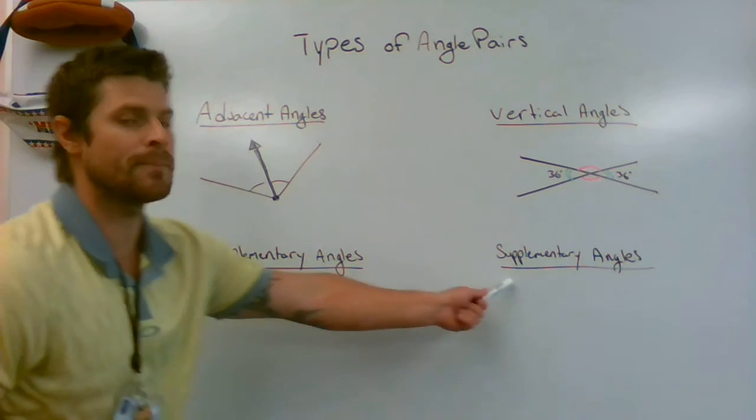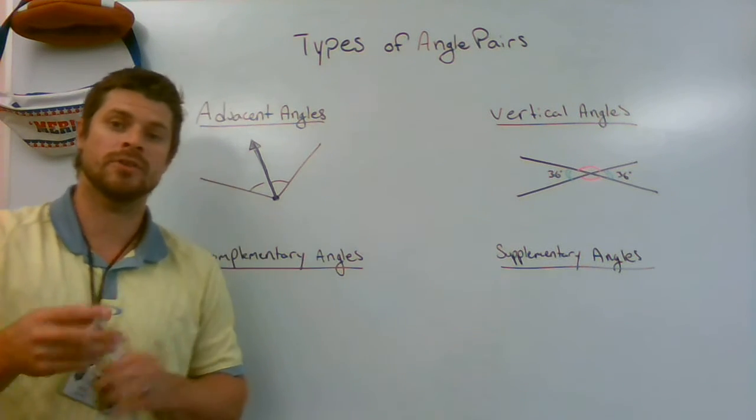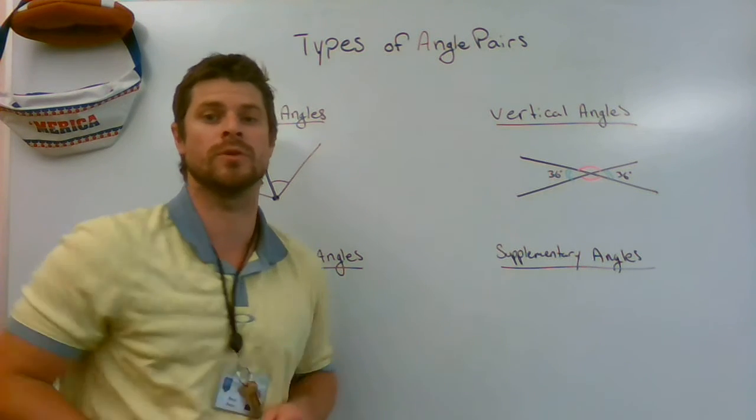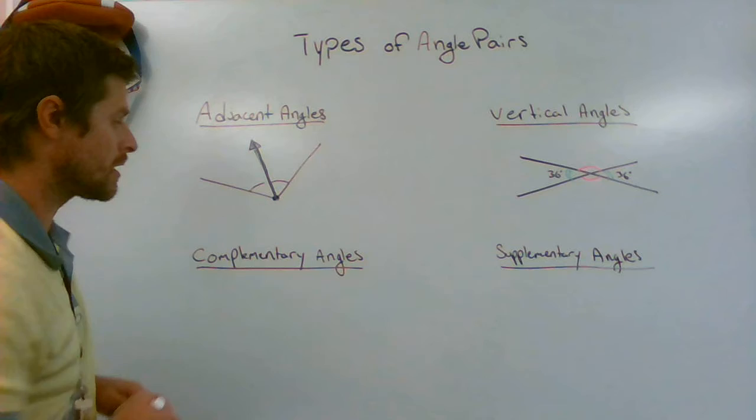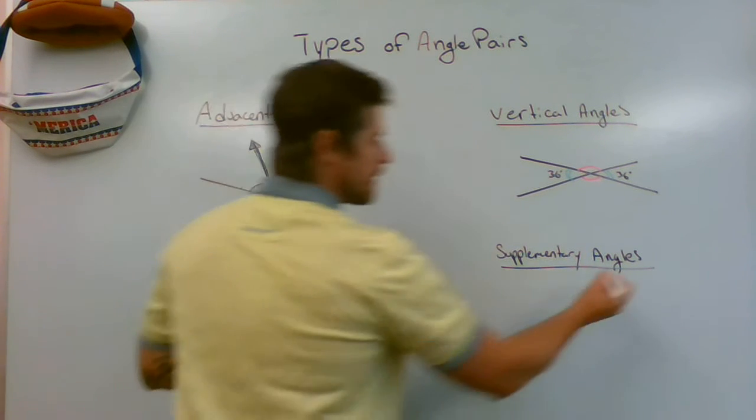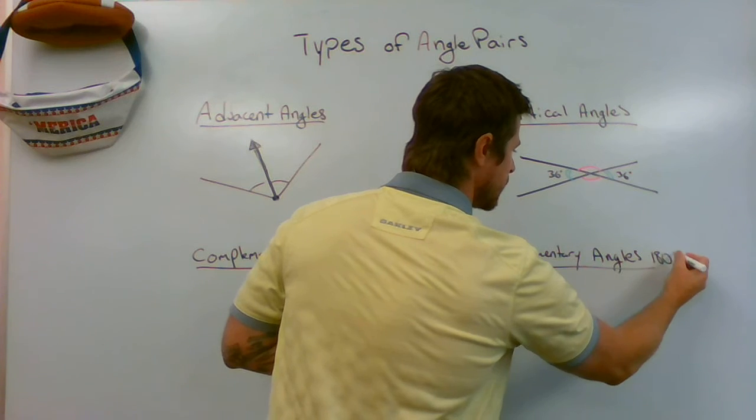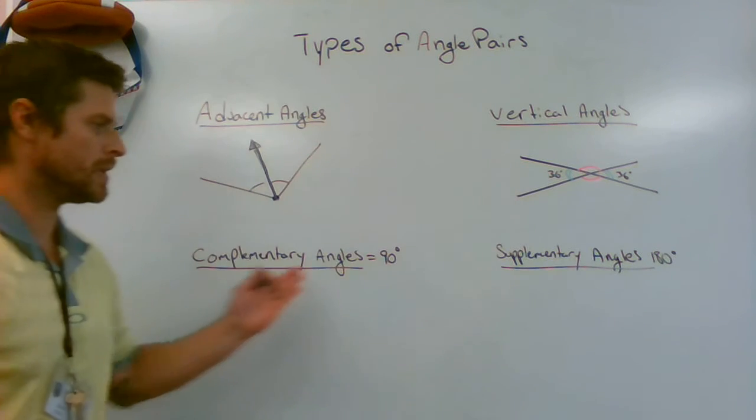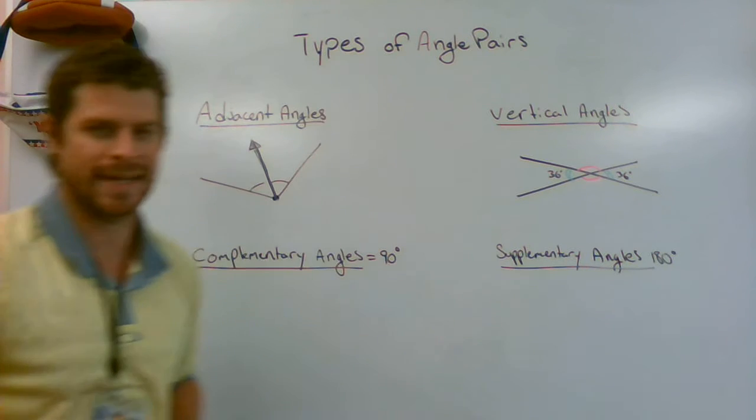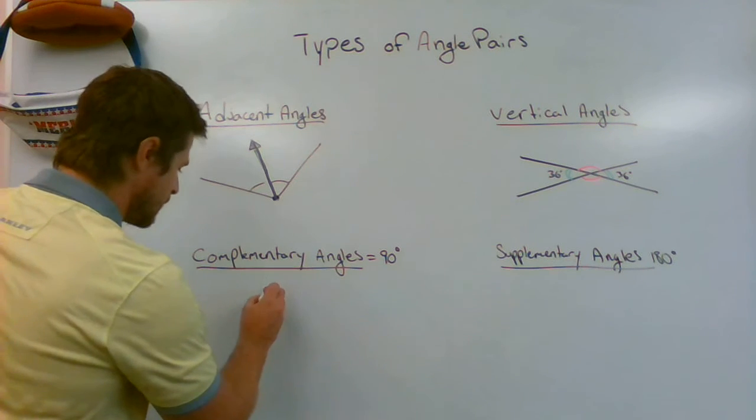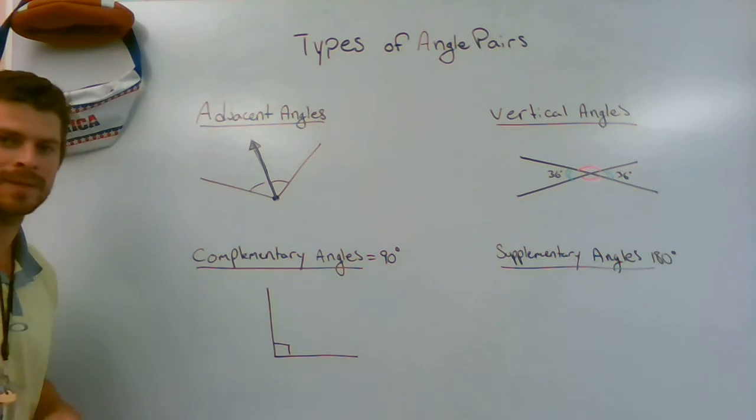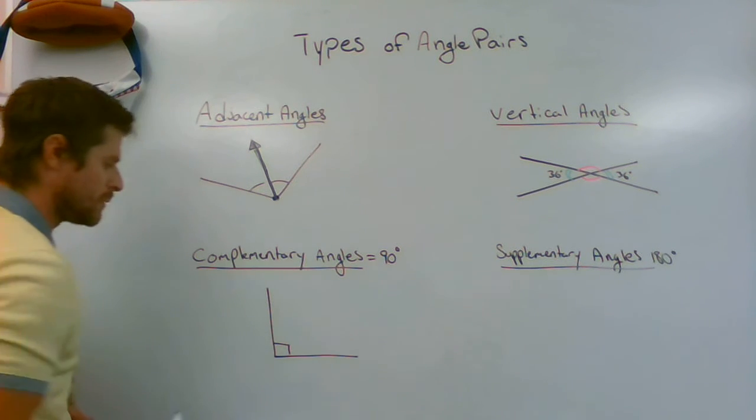Complementary angles and supplementary angles go hand in hand. These are two angle pairs that have to total or sum up to a certain amount. And those two amounts are a 90 degree total and a 180 degree total. Complementary totals to 90, supplementary totals to 180 degrees. What that would look like is a right angle drawn. We know it's a right angle because it's 90 degrees. It's given that symbol down in the corner.